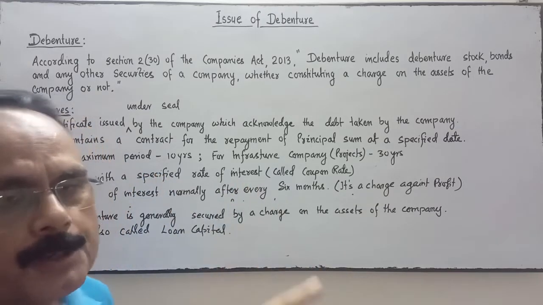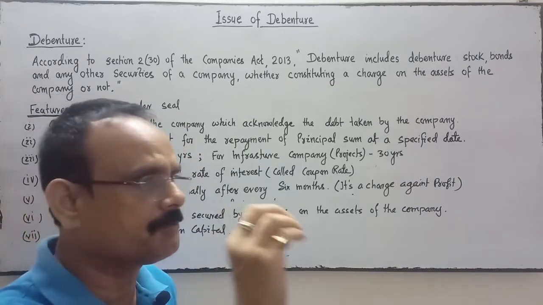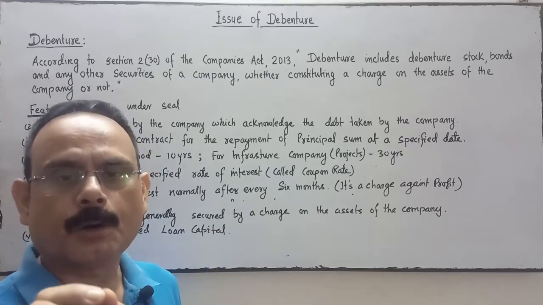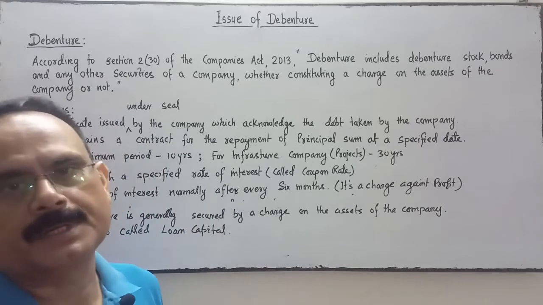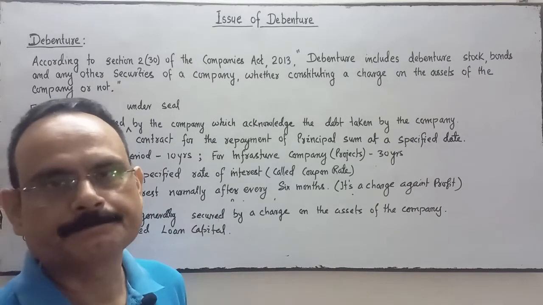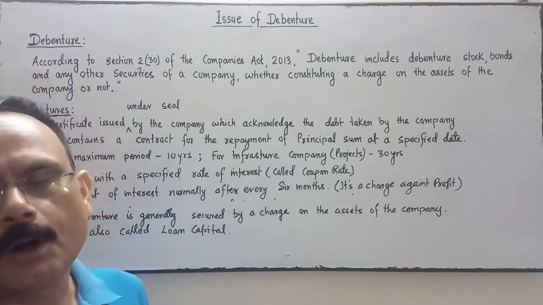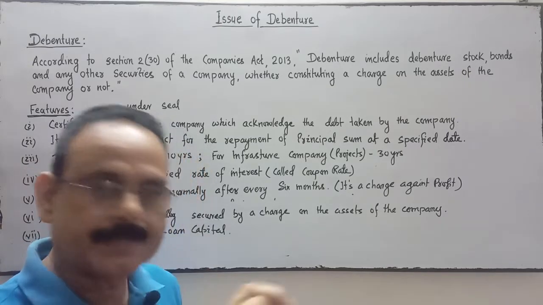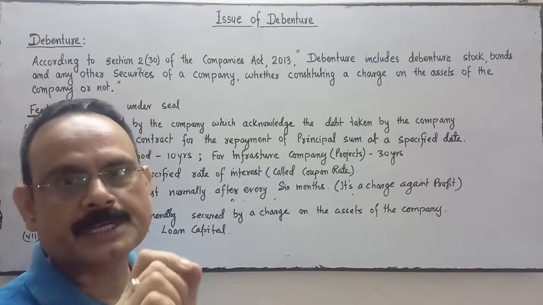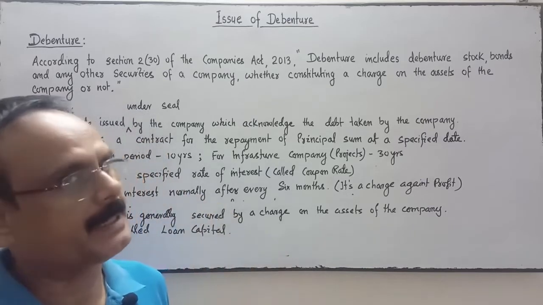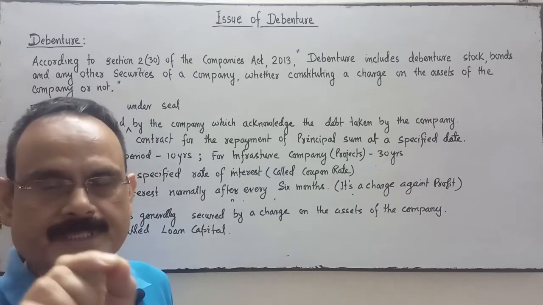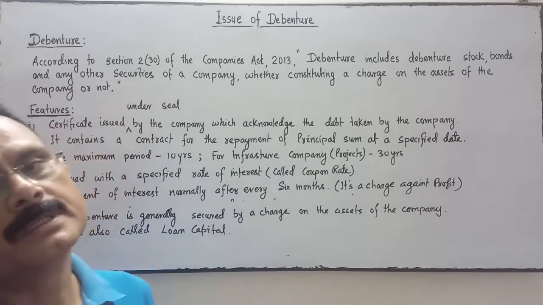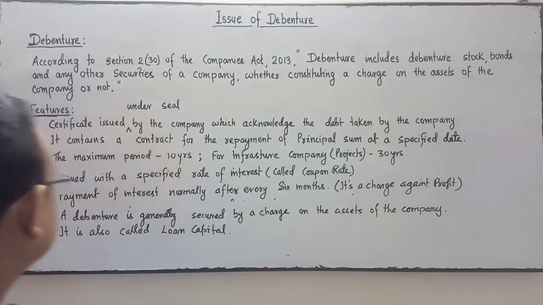Suppose the financial year is April to March. The financial year starts from 1st April and closes on 31st March. So the first interest will be paid for 1st April to 30th September, on 30th September, and the second interest will be paid on 31st March of the next year. Suppose the rate of interest on debenture is 9%. So 4.5% will be paid for April to September, 6 months, and the rest 4.5% for 1st October to 31st March of the next year.